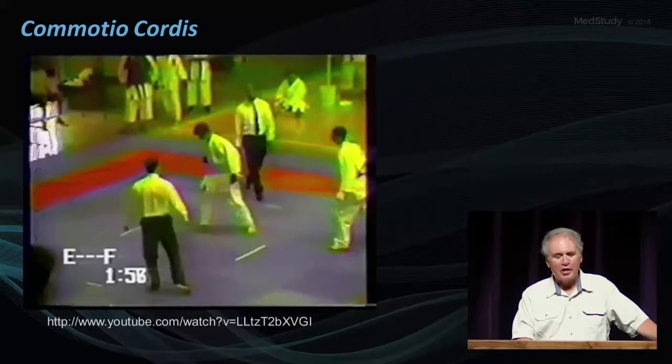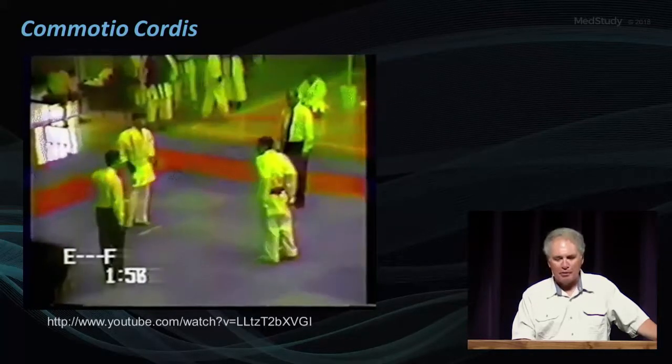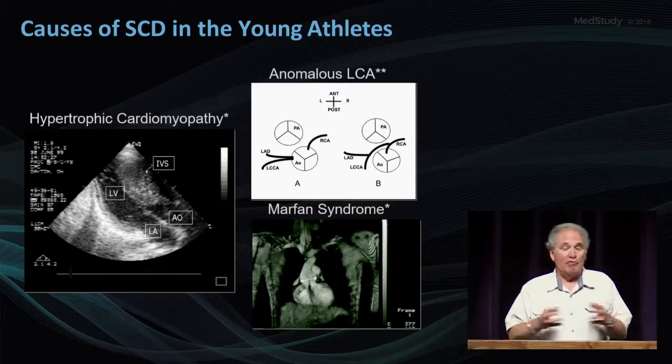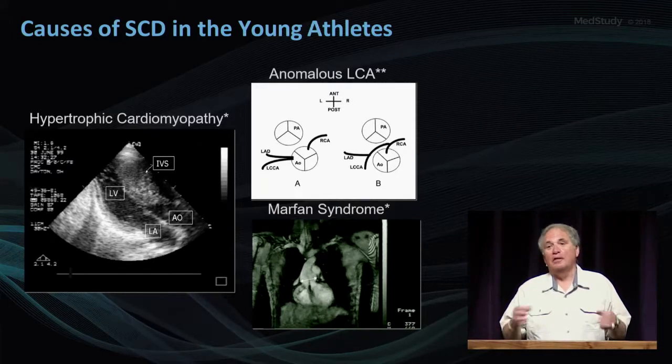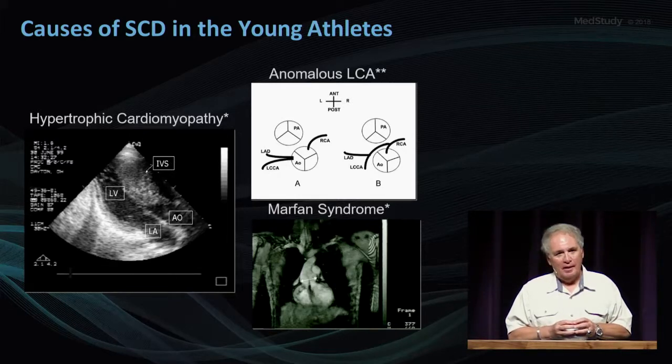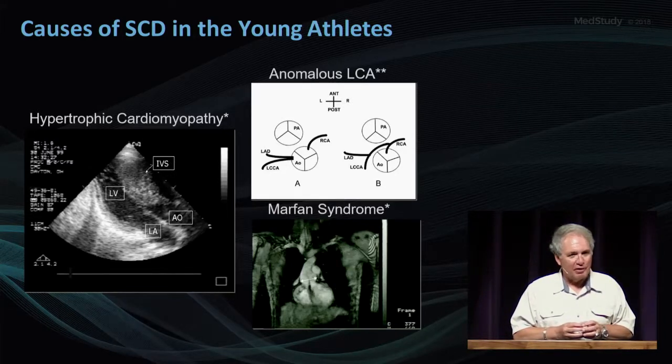There it is, right to the chest. Vulnerable period of the T wave. Okay, so keep in mind. Now, how do you prevent death from commotio cordis? Urgent active defibrillation at the time of the event. Okay, so you have to recognize the diagnosis and do the right thing.